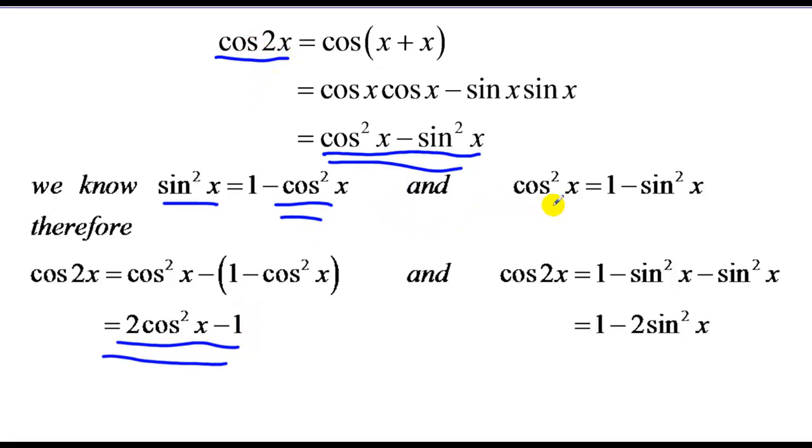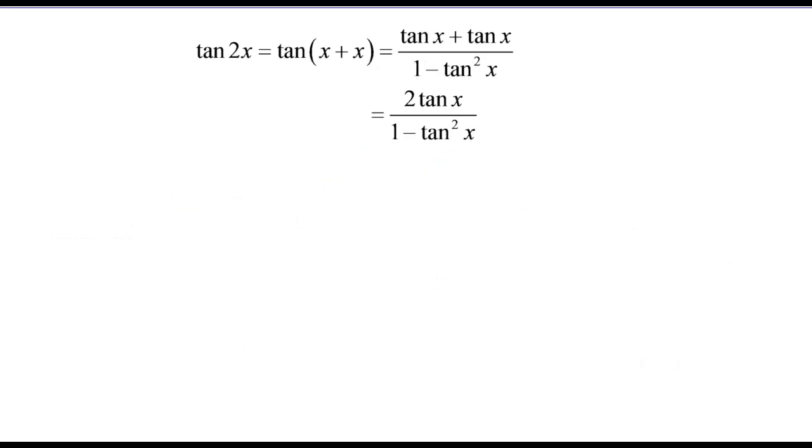Likewise, I could use the Pythagorean identity of cosine squared is equal to 1 minus sine squared and substitute that into the cosine squared minus sine squared identity. In doing so, I get 1 minus 2 sine squared. So there's a third identity for the cosine of 2x. Again, you can memorize these, or you can grind them out using the sum and difference identity.